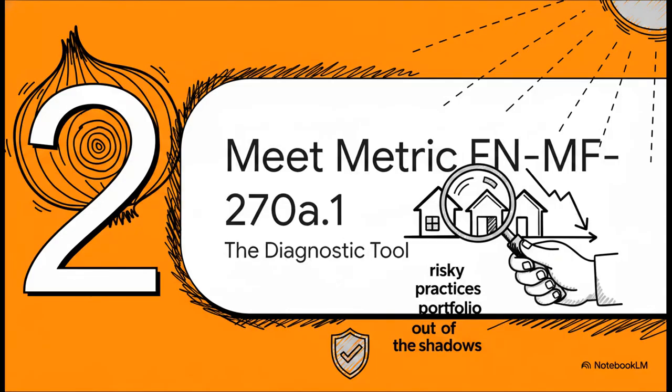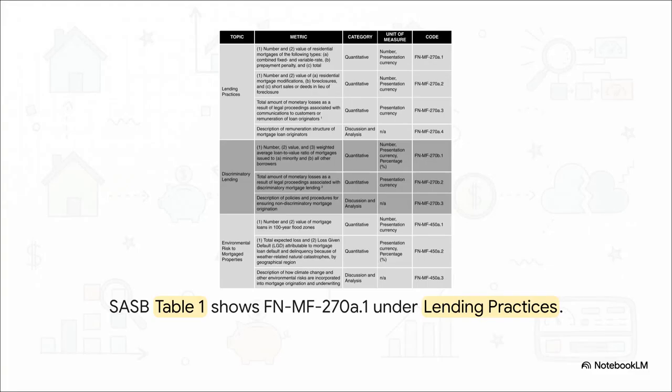All right, moving on to part 2. Meet metric FN-MF-270A.1. Now, what's really interesting is exactly where this specific metric lives within the broader SASB framework. Right under the lending practices topic, FN-MF-270A.1 requires entities to disclose both the quantitative number and the presentation currency value of very specific types of residential mortgages. It's not just a narrative summary. It's hard data designed to reveal exactly how much exposure an entity has to complex, potentially unstable loan structures.